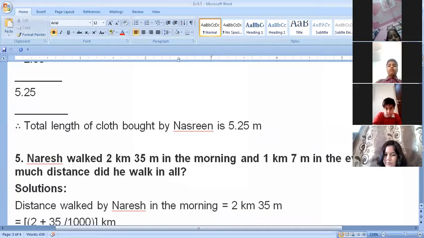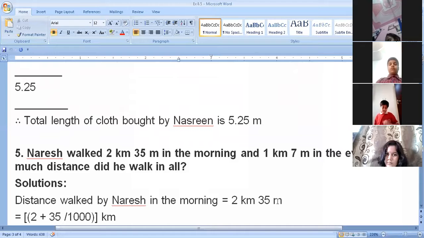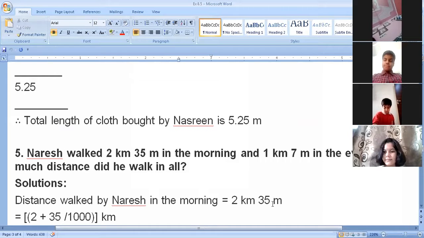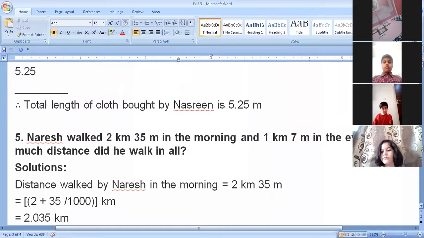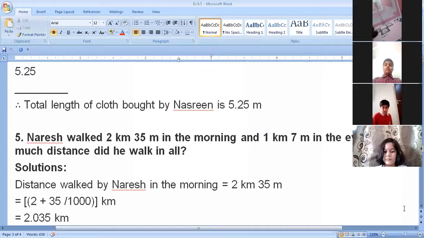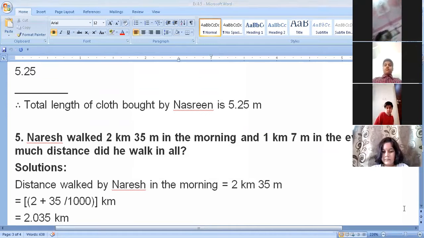So distance walked by Naresh in the morning is 2 kilometers, 35 meter. Here I have changed 35 meter into kilometers. So I have divided 35 by 1000 because 1 kilometer is equal to 1000 meters. So when I change it into decimal, it will become 2.035 kilometers. Because as you see in the denominator, there are 3 zeros. So when you change into kilometers, it will become 2.035 kilometers.